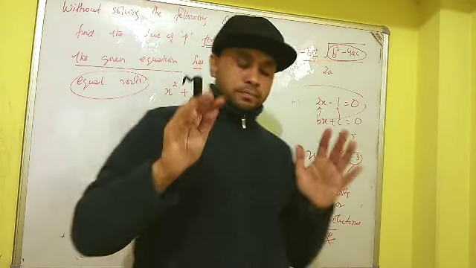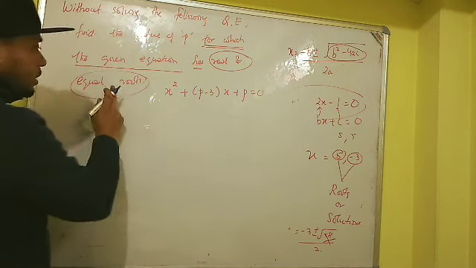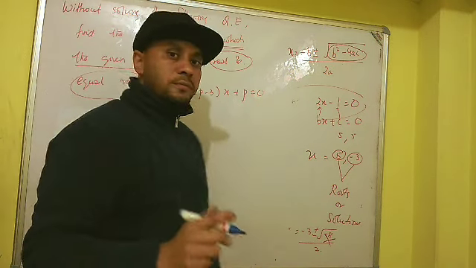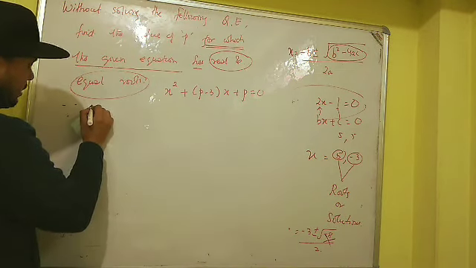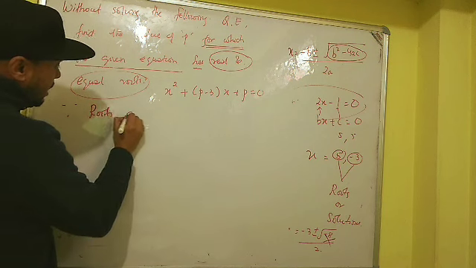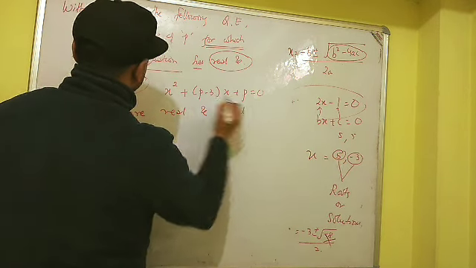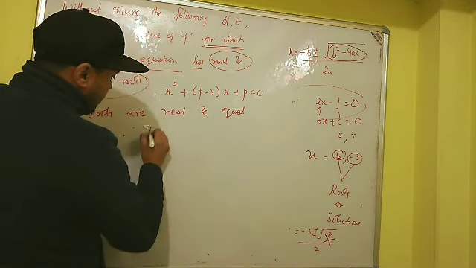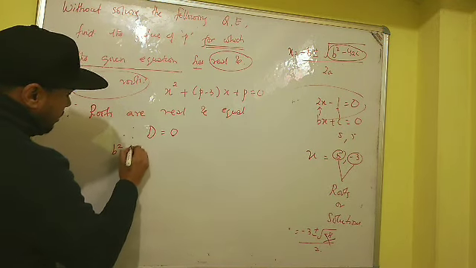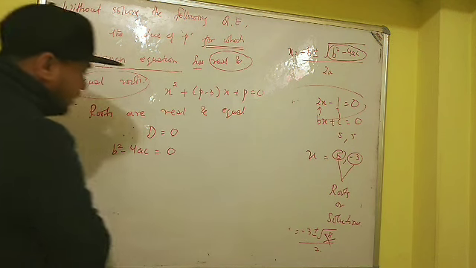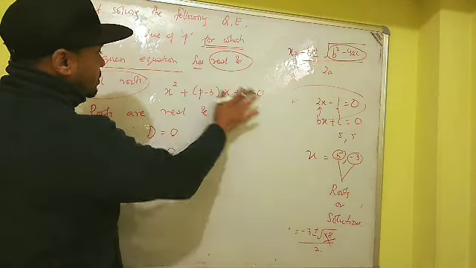So what does it mean? We know that just now we discussed that if the roots are real and equal, then the discriminant is equal to 0. So since roots are real and equal, therefore D is equal to 0. Now what does discriminant mean? B squared minus 4AC is equal to 0. Now you don't have to do anything, you just find the value of A, B, C from this equation.